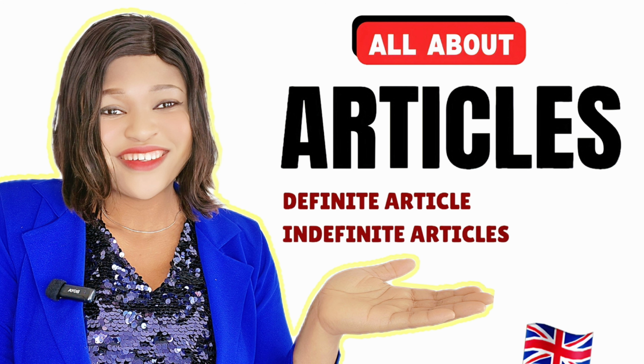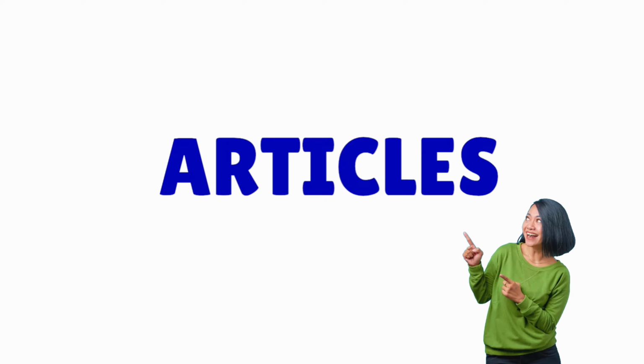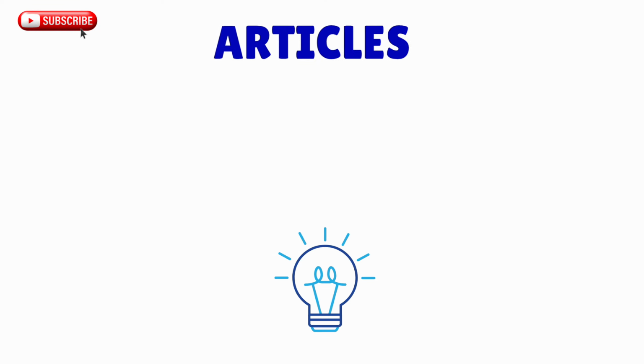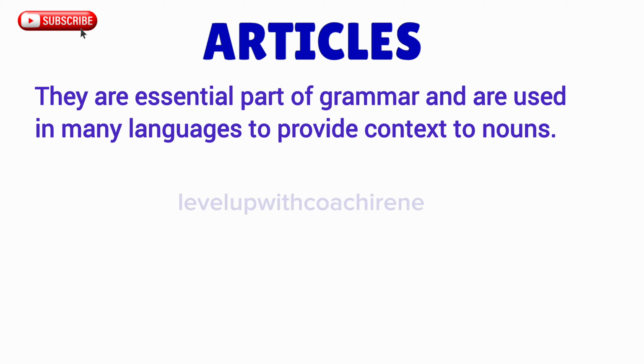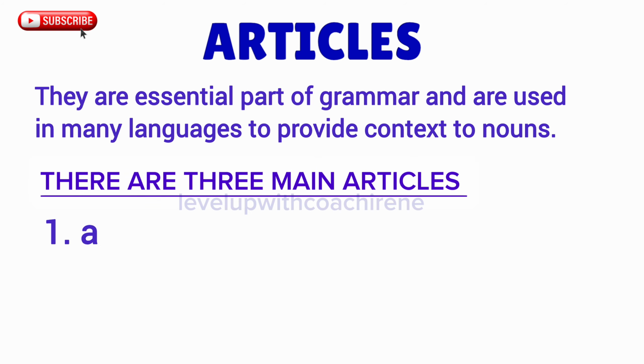In this exquisite video, we will be looking at articles, the different types of articles, and how to use them. To begin, what are articles? Articles are an essential part of grammar and are used in many languages to provide context to nouns. In English, there are 3 articles: a, an, and the.